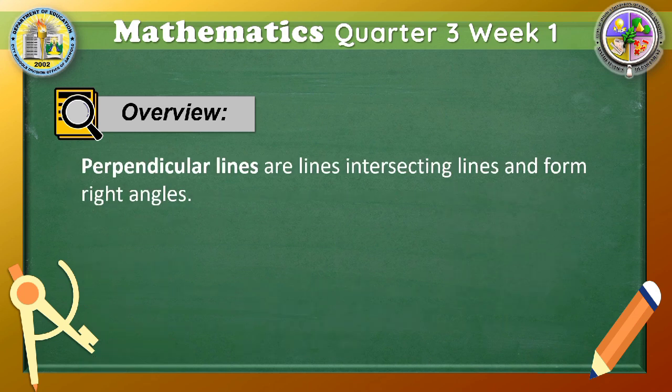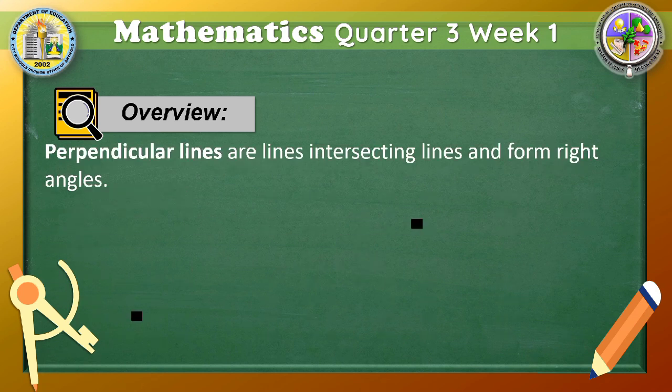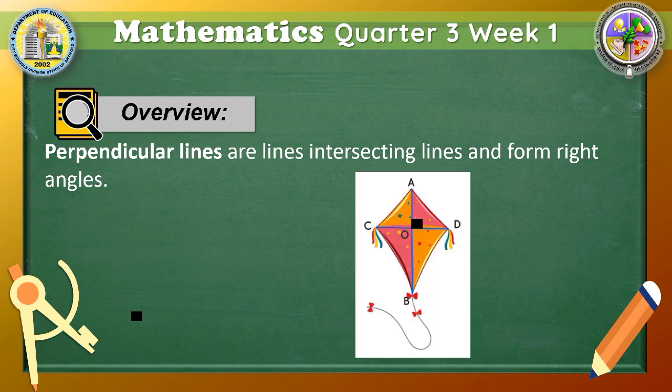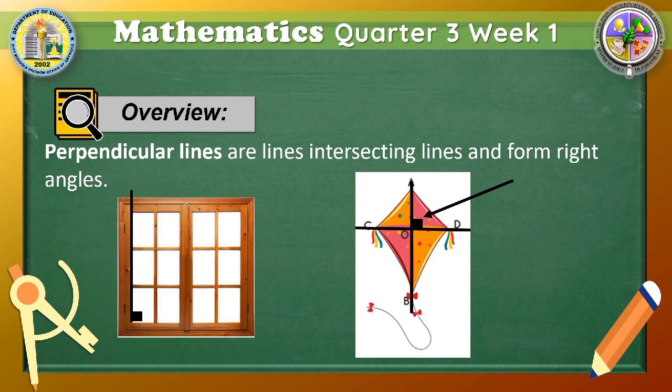Another one is perpendicular lines. Perpendicular lines are intersecting lines that form a right angle. Can you see that? Look at the kite. Look at that line and look at that square, 90 degrees. Can you see that on that corner? Another example is the window. Look at that line, and also there is the 90 degrees on that corner. Those are the examples for perpendicular lines.